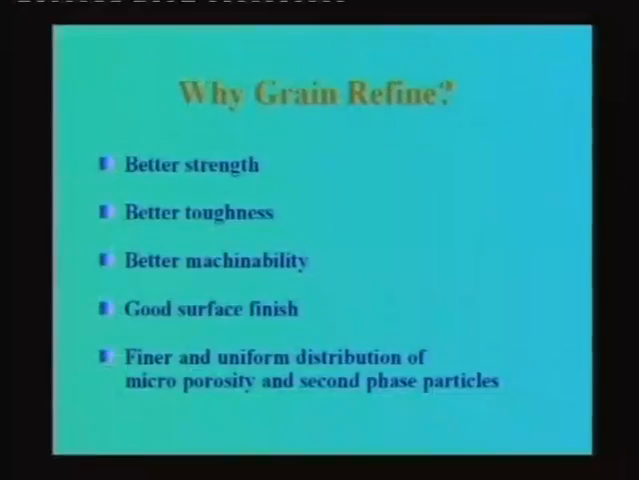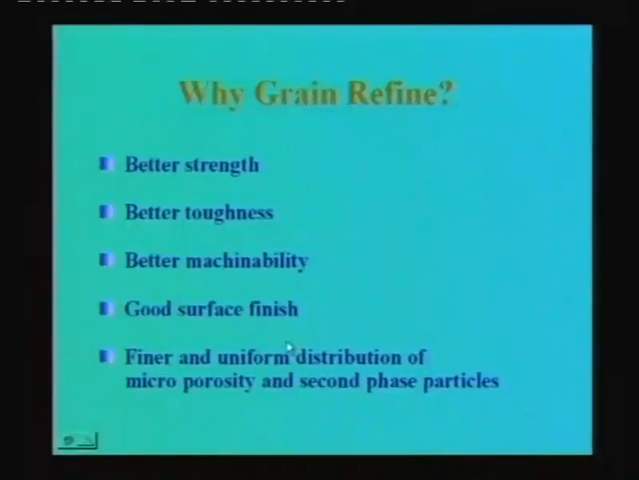So the toughness can be improved, and the machinability can be improved, particularly in the case of castings. It is very crucial that machinability is a function of the grain size. If you have fine grains, you can have much easier machinability, because the chips become very fine, so it can easily be machined and one can achieve a good surface finish very easily. And finally, one can have a very fine uniform distribution of microporosity and second phase particles.